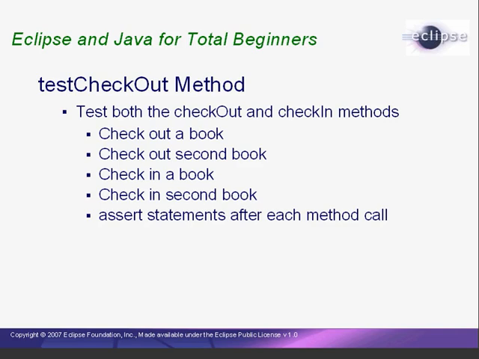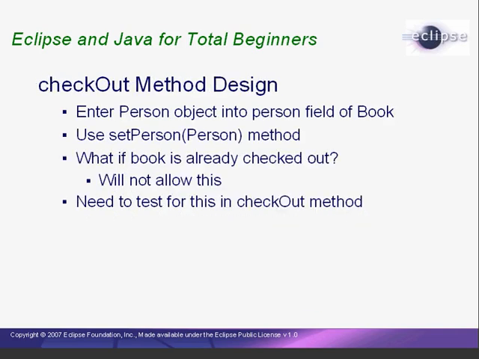Now before we start, let's review what we want these methods to do. When we check out a book, we want the person who we're checking it out to entered into the person field of the book, because that's what indicates that a book is checked out to that person. So we would use the setPerson method of the book class to do this. Now, what if the book is already checked out to someone else? Should we still check it out to the new person? For this example, we're going to decide not to do this. So if a book is already checked out to someone, we won't check it out to someone else. So we'll need to test for this in the checkout method.